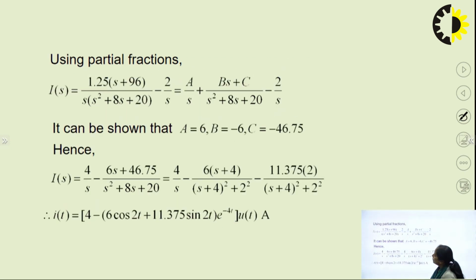You will have to use partial fractions for solving this. So this is the way Is can be written as partial terms. You will have to calculate A, B and C by using the partial fraction rules. So A can be calculated as 6, B as -6 and C is -46.75. Now if you put these values, you can calculate It. So this is the value of It.